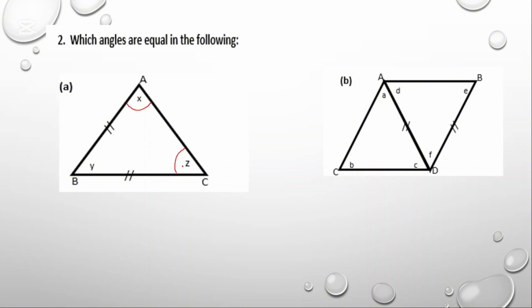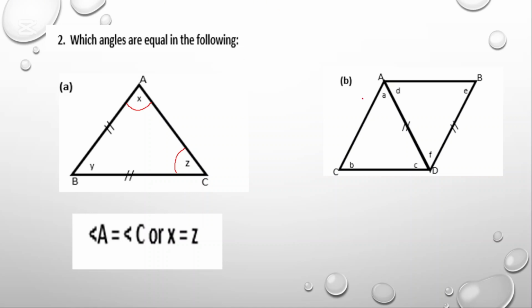AB is not an arm of Z. BC is not an arm of X. These two angles are equal because these two sides are equal. So in our answer we say angle A is equal to angle C, or we can just use the placeholders: X is equal to Z.